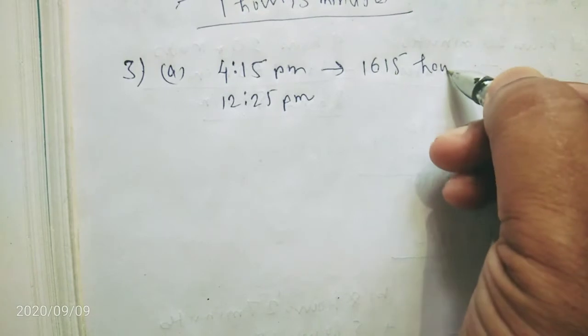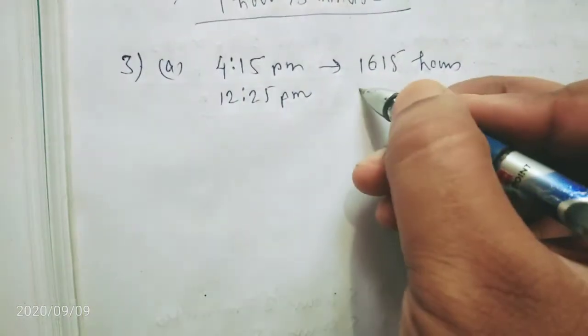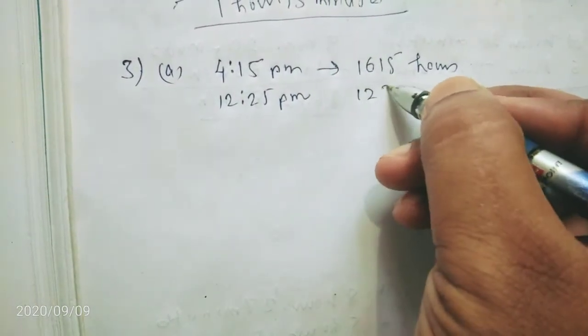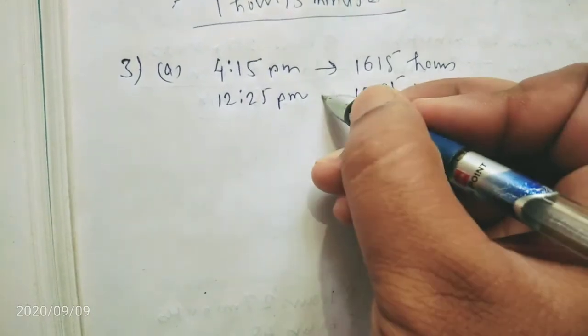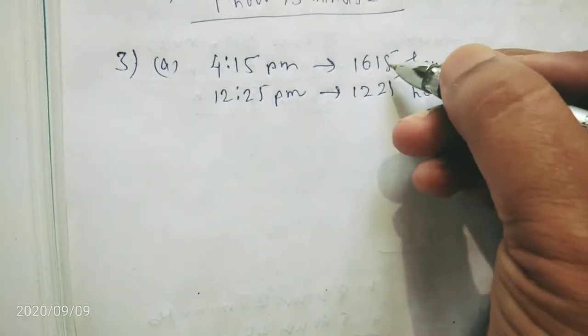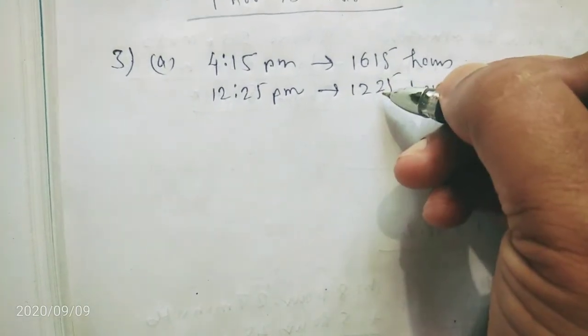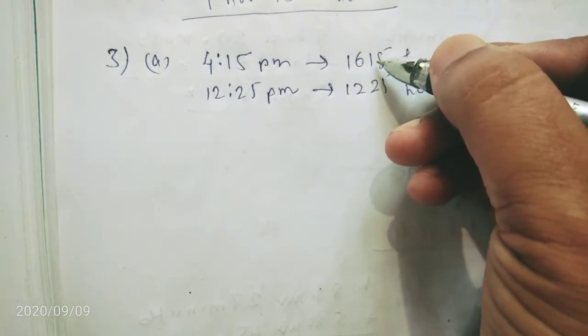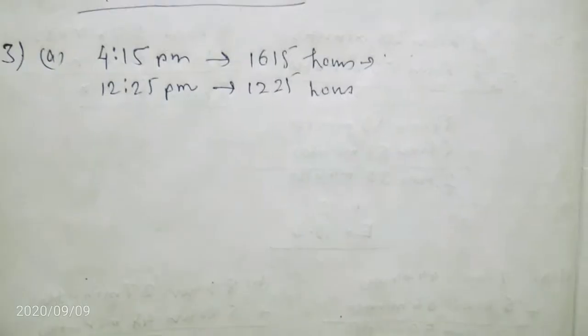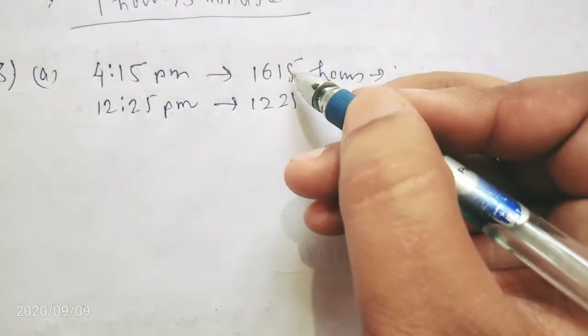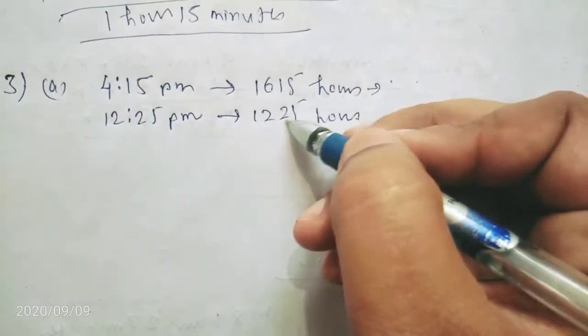Okay, and 12:25 will be 12:25 hours. Okay, after converting like this, now you have to subtract these timings. But how can you subtract this? This is a 24-hour clock timing. To subtract it, it is 15 minutes and 25 minutes.